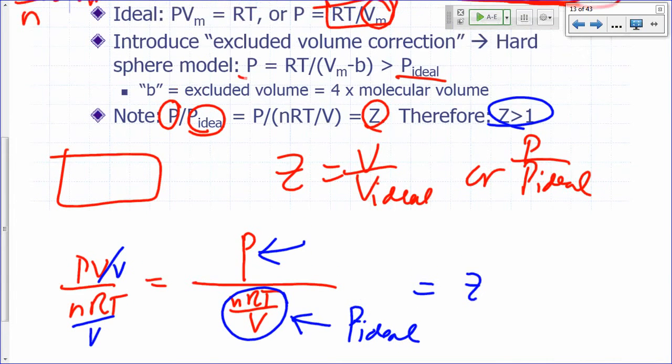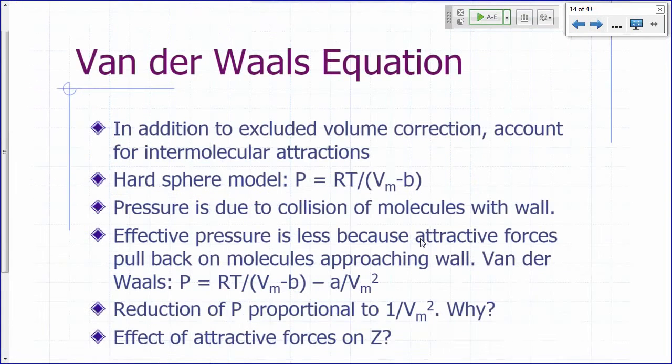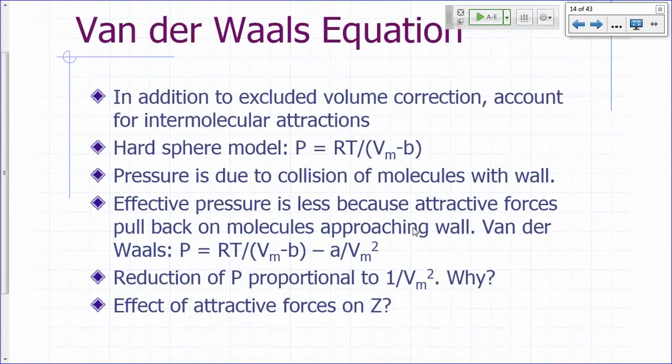So we've got a slightly better equation here than the ideal gas equation because this one can account for repulsions. But we need to be able to account for attractive forces as well. So let's take a look at how we account for attractive forces. In addition to the excluded volume correction, you need to account for attractive forces. So what do we have so far? What we have so far accounts only for repulsions. This is what's known as the hard sphere model.